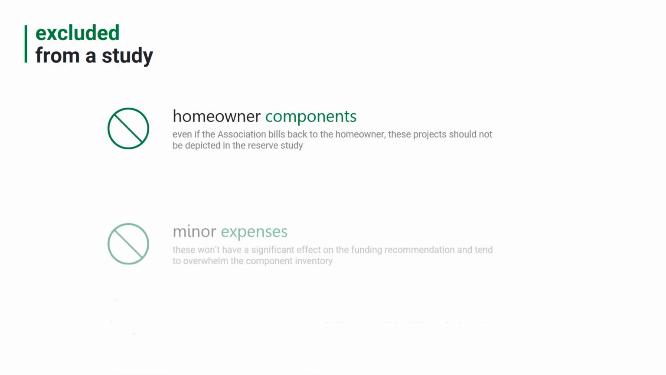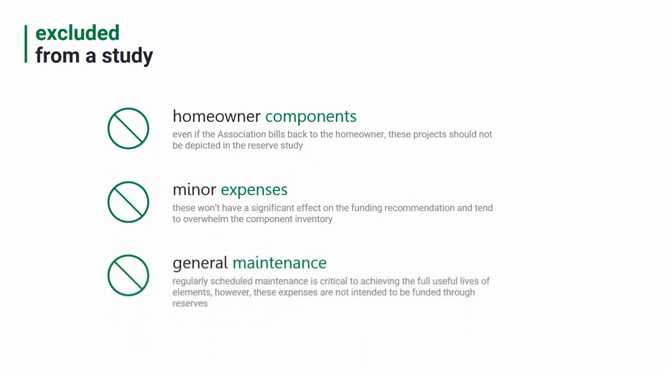And then finally, we've sort of hit on these. I'll really talk about the third one on here, though, just to drive home things that shouldn't be in the study. So first and foremost, homeowner maintained, not association, doesn't need to be in the study. Minor expenses, we sort of already covered this with the 4-part test, the fourth one being the minimum threshold amount.